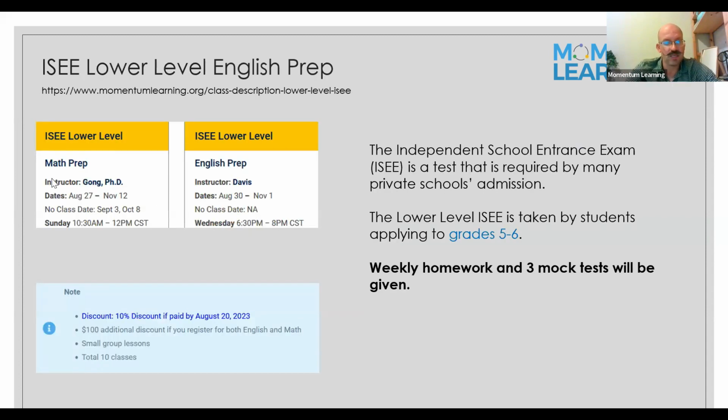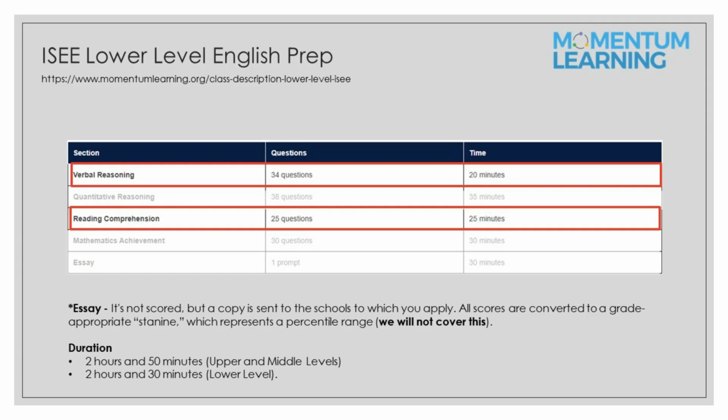Alrighty, so this is the prep one. We'll take three mock tests, and you'll have weekly homework as well. Our class will be going August 30th through November 1st. We'll be covering two different portions of the test in here. It's the verbal reasoning, and we'll show you a little bit of that, and then the reading comprehension. We don't cover the essay with this particular course.